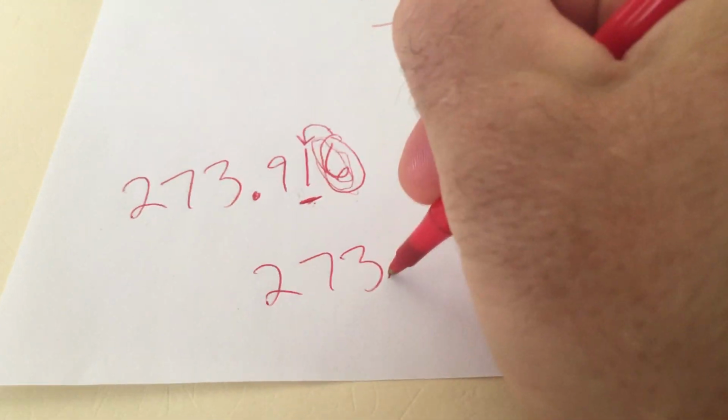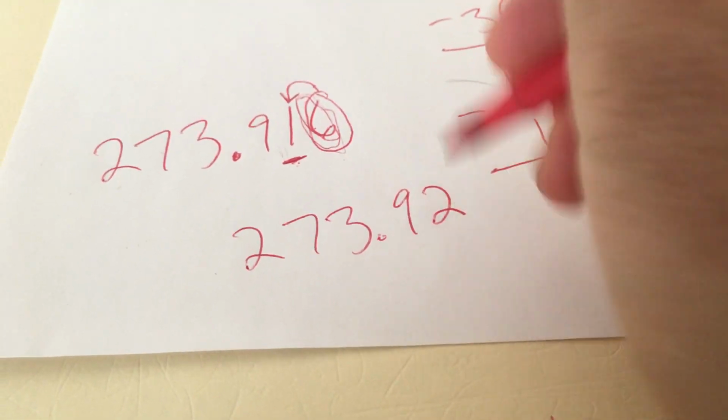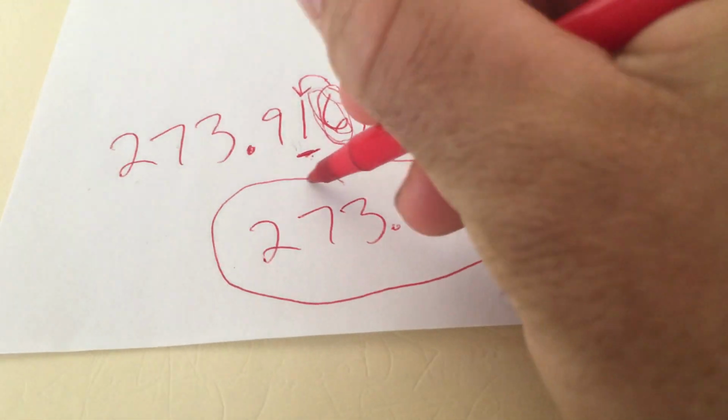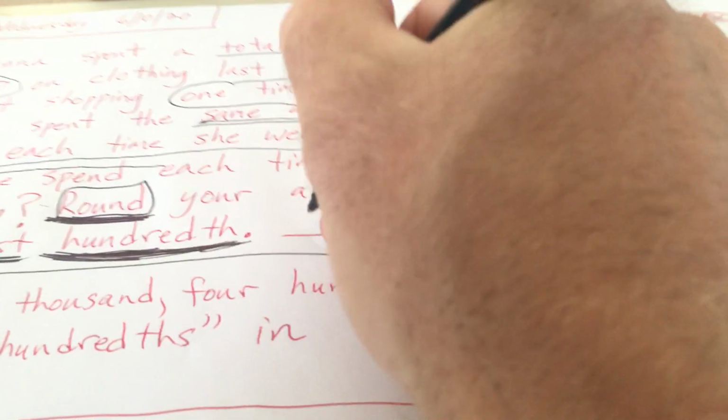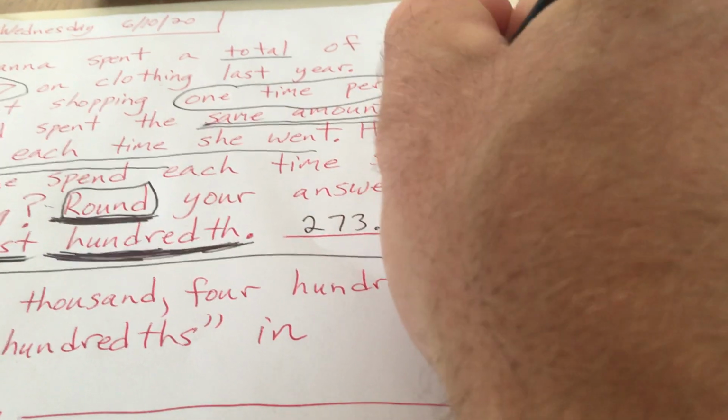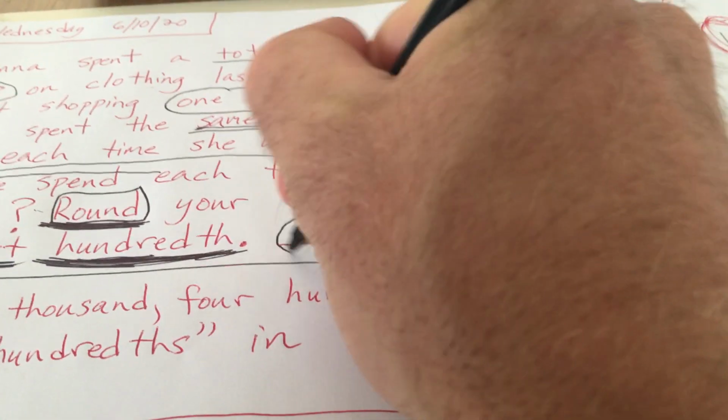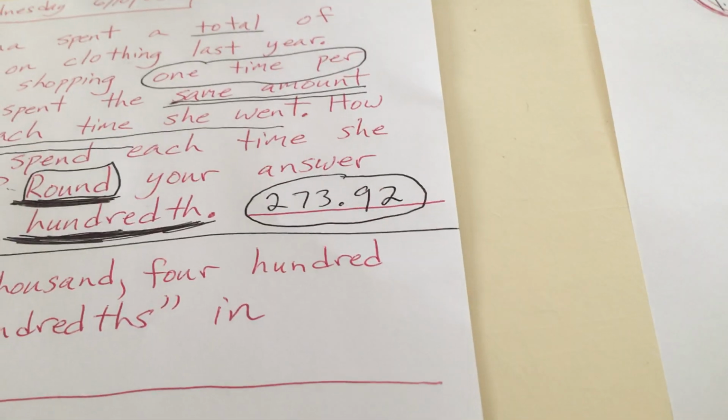So the final answer has to round up to 273.92. And that is the answer. That was tricky. 273.92 is the final answer because we had to round to the nearest hundredth.